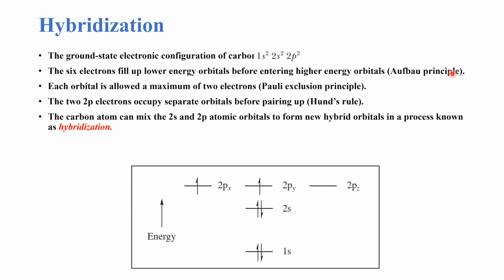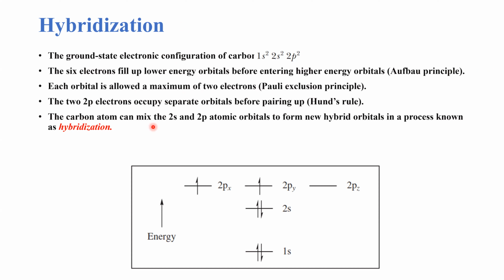So the Aufbau principle is this. Now the third is that each orbital is allowed a maximum of 2 electrons. We have already established that fact. So this is the Pauli exclusion principle. The two 2p electrons occupy separate orbitals before pairing up, and that's Hund's rule. So basically the electronic configuration follows these quantum chemistry principles, and you should know the Pauli exclusion, Hund's, and Aufbau principles.